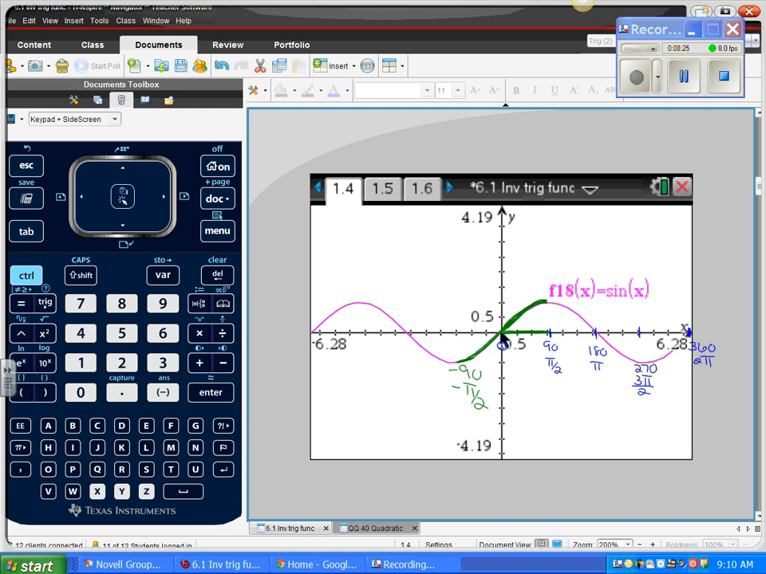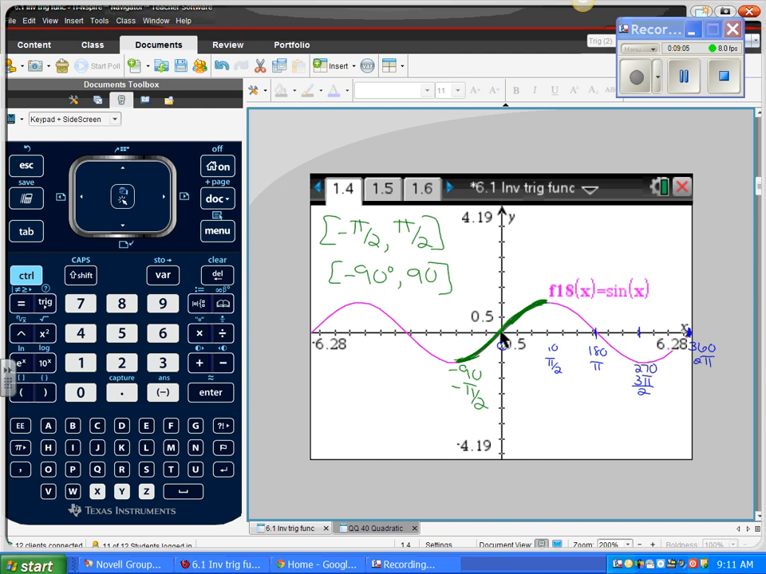Okay, so this green portion, right, is that portion one-to-one? Absolutely, passes the horizontal and the vertical line test. Agreed? Okay, so my restricted domain will be negative pi over 2 to pi over 2, or negative 90 to 90. Okay? If I restrict that domain, then the inverse is a function, which is what will allow us to graph the inverse. So we have to be able to restrict that domain in order to graph the inverse of this function.